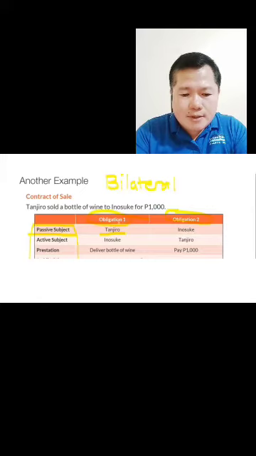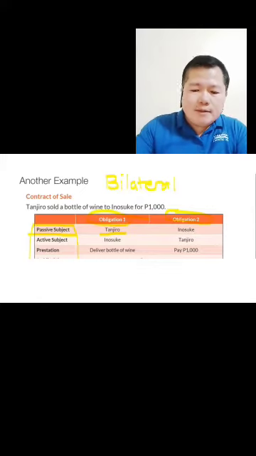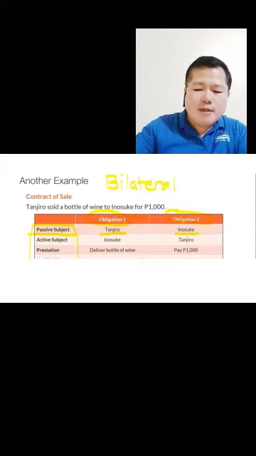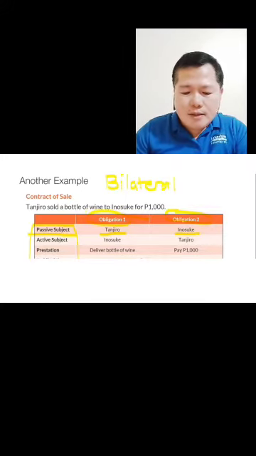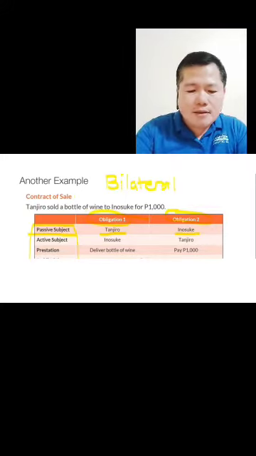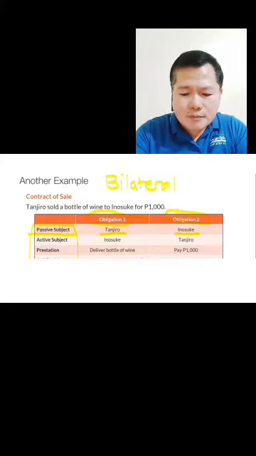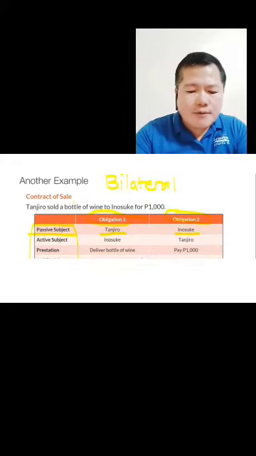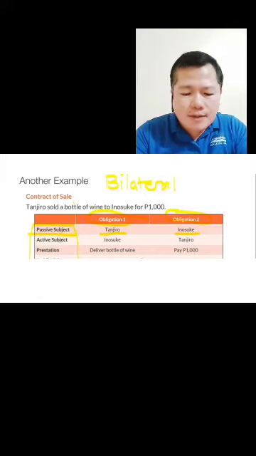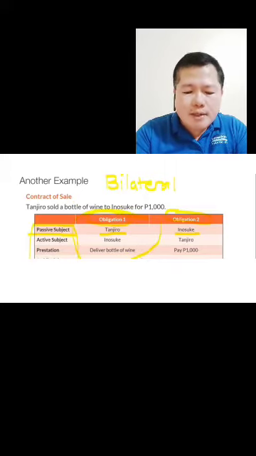So as you have noticed here, the passive subject here is Tanjiro, while for obligation number 2, the passive subject is Inusuki. So we go back to our contract of sale. Tanjiro ay nagbenta ng bottle of wine to Inusuki. Ang Inusuki naman ay magbayad ng 1,000 pesos because he is the buyer. So there are two obligations here.